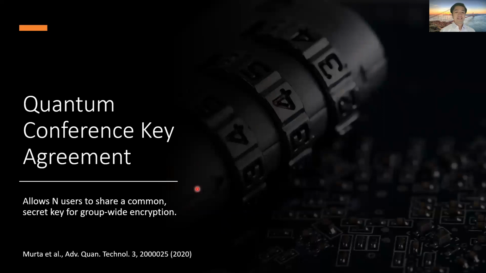So quantum conference key agreement is a cryptographic primitive that allows end users to share a common secret key. Broadly speaking, this can be achieved in two ways. The first is to use traditional two-user quantum key distribution to establish keys in pairwise fashion among the group of end users, followed by a step of transformations on the key pairs into a conference key.